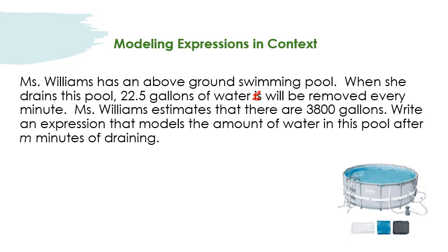So we have 3,800 gallons right now, and we're going to drain it. If we're going to drain it, are we going to add water to the pool or take water away? Well, we're going to take water away. So we're going to subtract. We're going to take away water. The question is, how much water are we taking away?